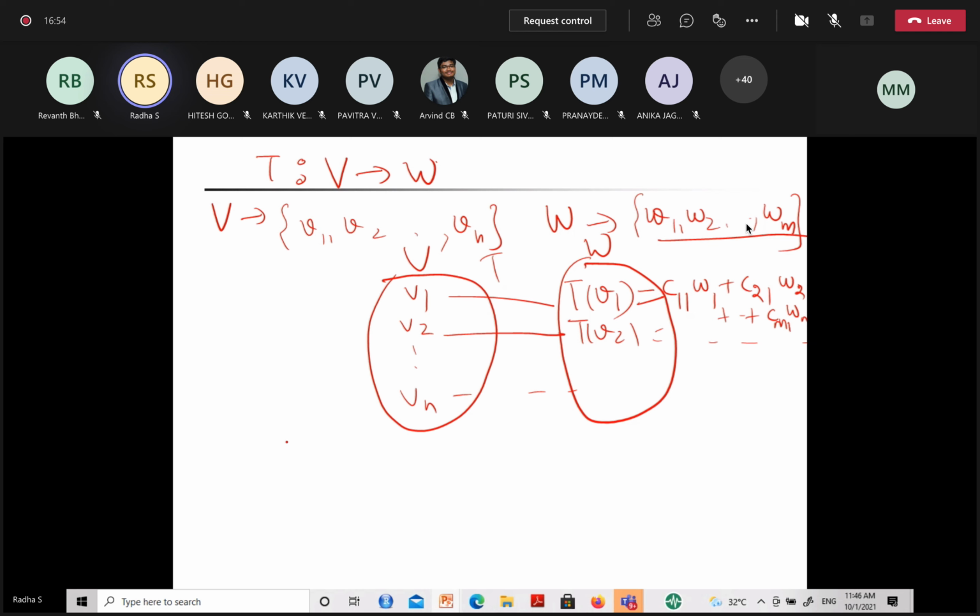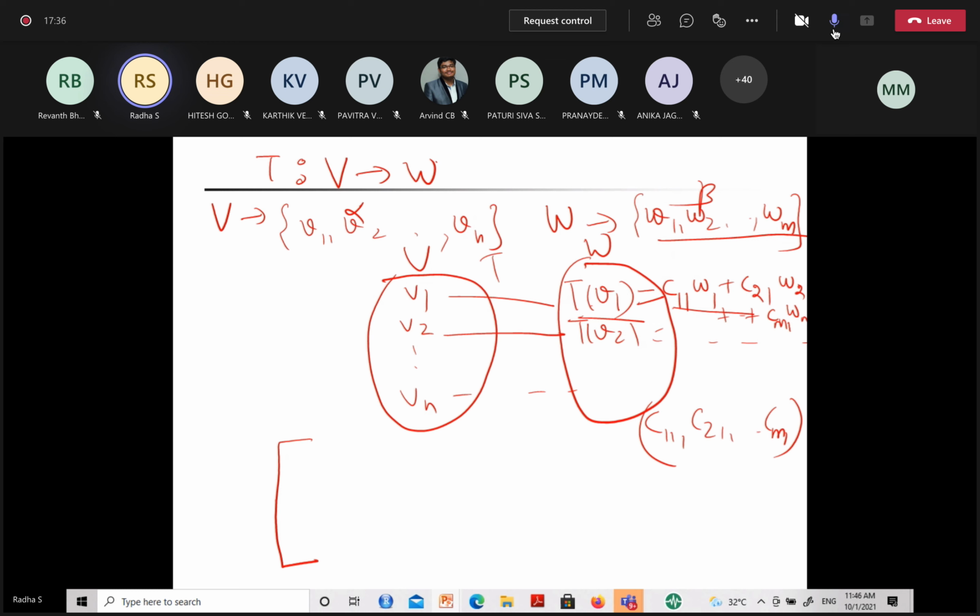And what is my matrix? There is certain terminology called the matrix of the linear transformation. What is that matrix? What is this T of V1? What I am writing? Suppose I collect C11, C21, etc., Cm1. Can you say what is that? Just now we studied one concept. It is called the coordinate vector. Yes, coordinate vector of what? Of T of V1. T of V1 with respect to which basis? Suppose I call this alpha, this beta. Which basis?